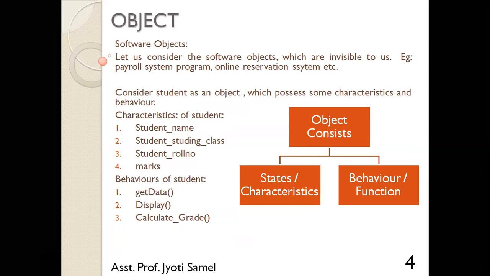Behavior means these are the functions. That is, for the students we accept the data, we display the data of the students, we do some calculations on the student data, that is on the calculations of the marks obtained in various subjects, etc. Thus, we will say an object consists of a state or characteristics, and a behavior or function.